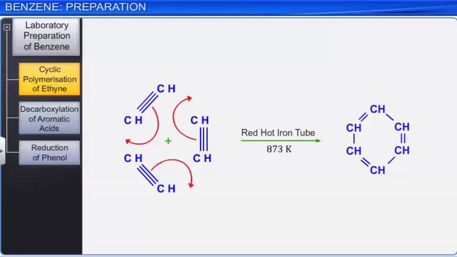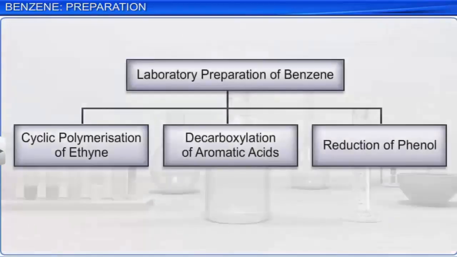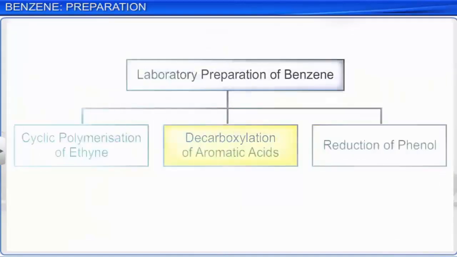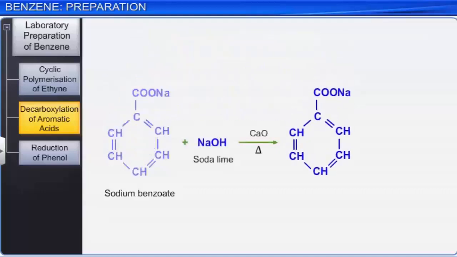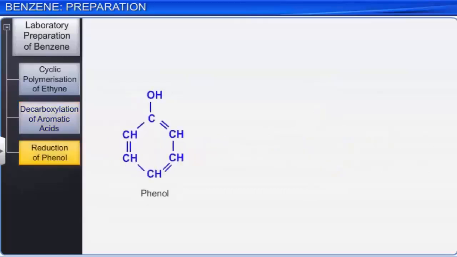In a laboratory, benzene can also be obtained by the decarboxylation of aromatic acids. Sodium benzoate, on heating with a decarboxylating agent, that is, soda lime, loses carbon dioxide and forms benzene. Benzene can be prepared by the reduction of phenol by passing its vapors over heated zinc dust.